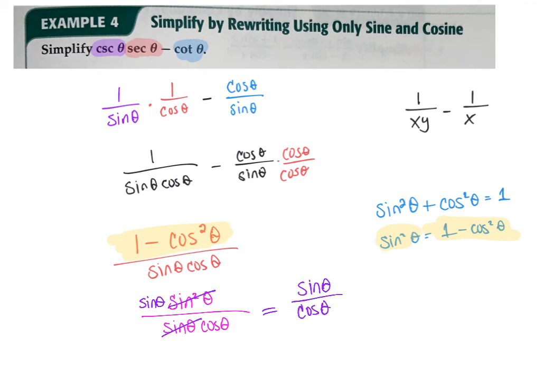Can I simplify again? Yes. What is sine over cosine? Tangent, which is my final answer here. Tangent of theta. And so this identity up here actually equals tangent of theta. That is the most simple form for that.